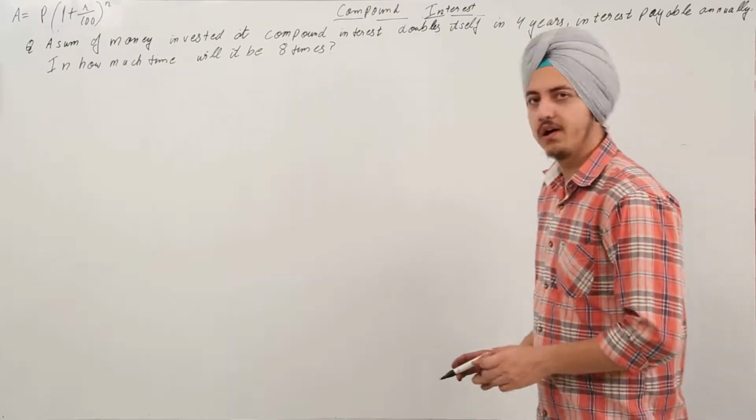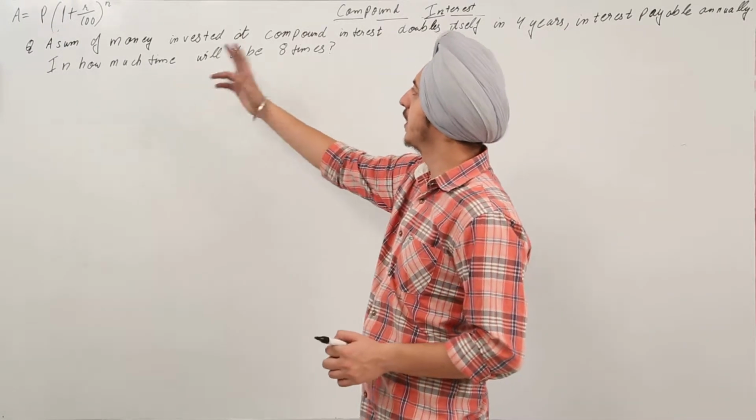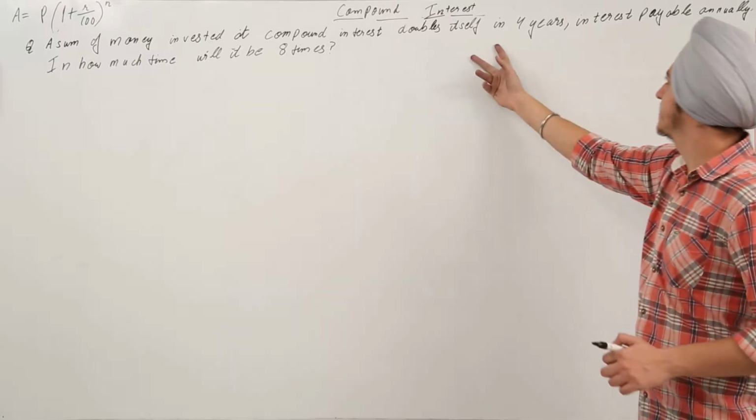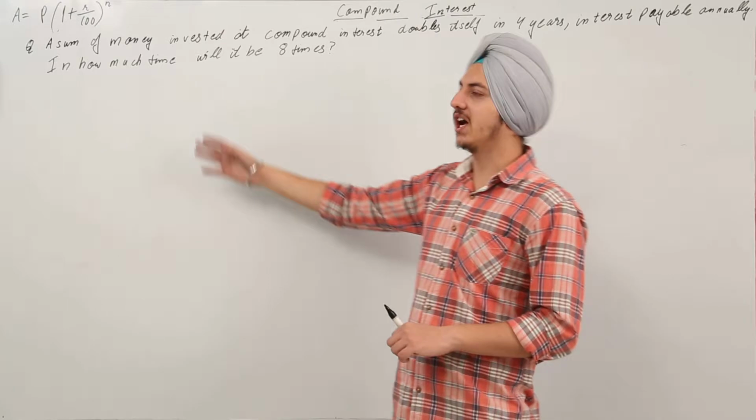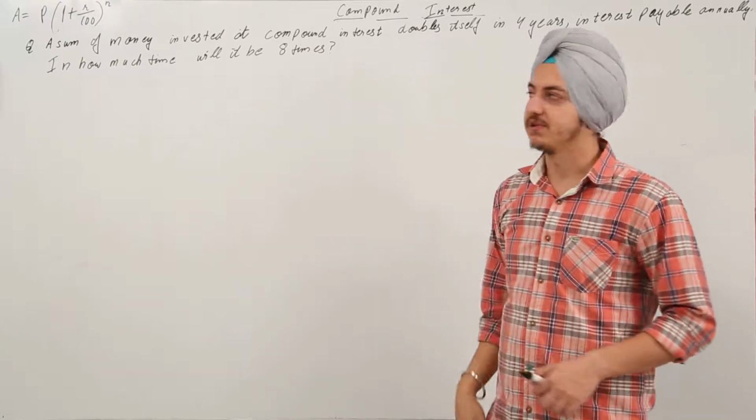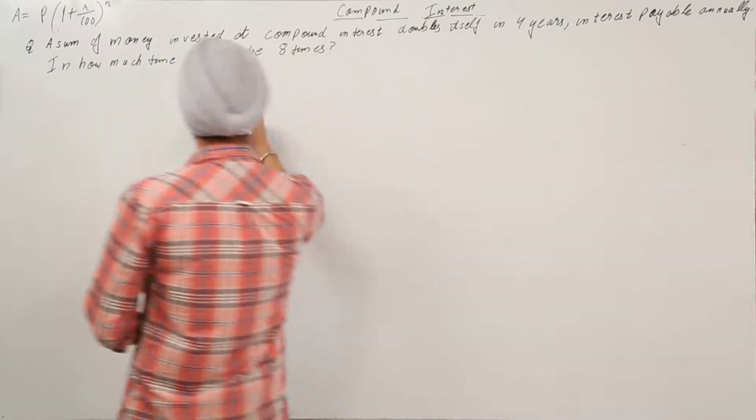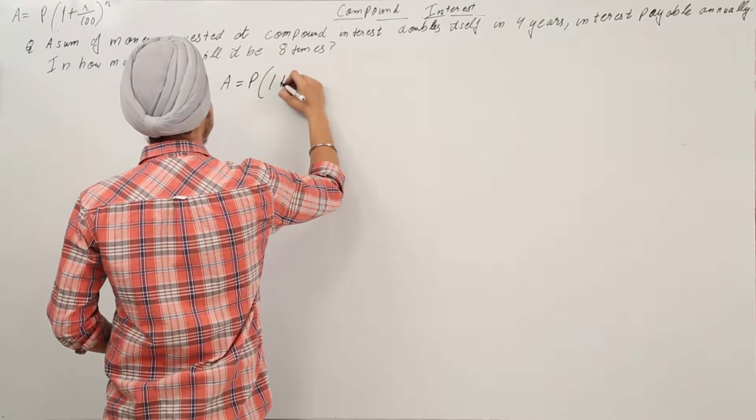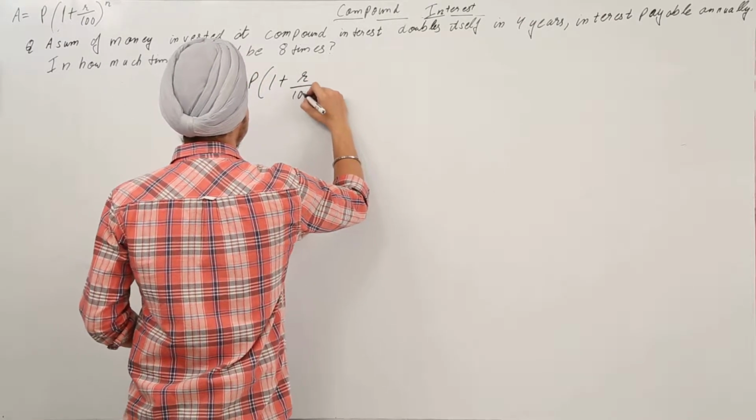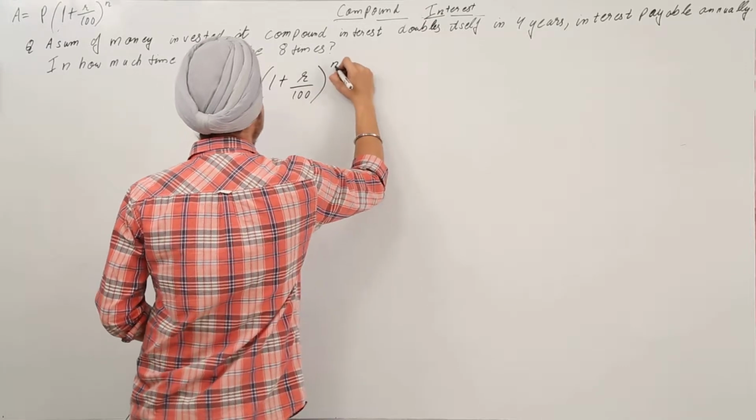What do we have here now? We have a sum of money invested at compound interest that doubles itself in 4 years, interest payable annually. In how much time will it become 8 times? So we have A equal to P into (1 plus R by 100) raised to power n.